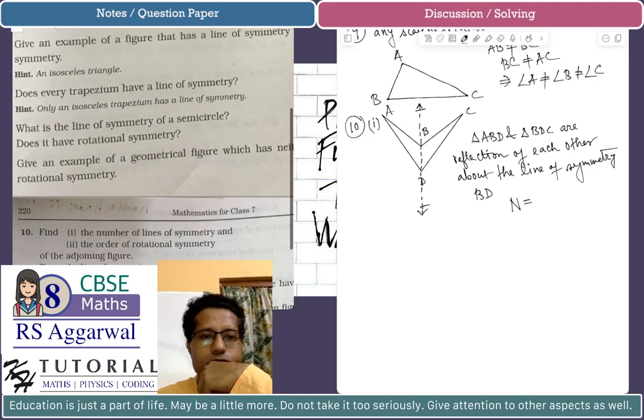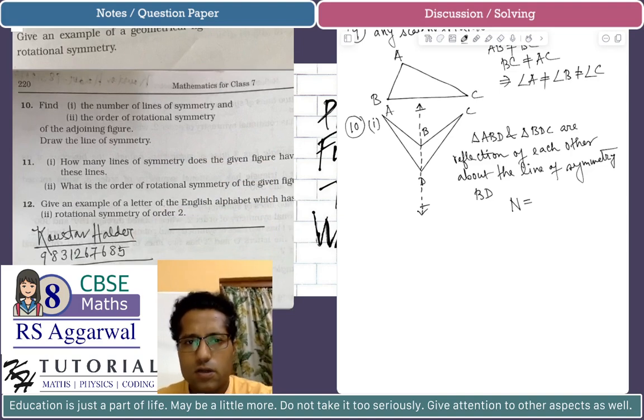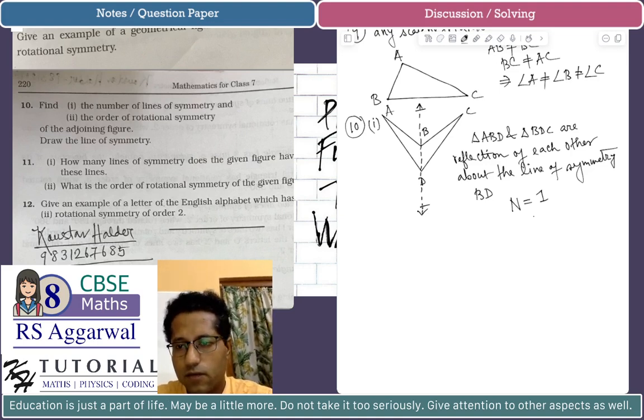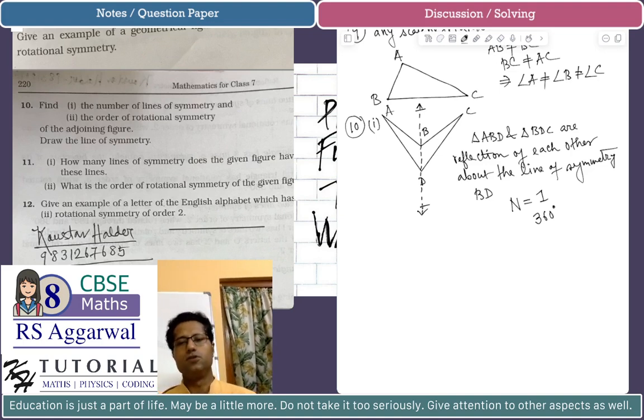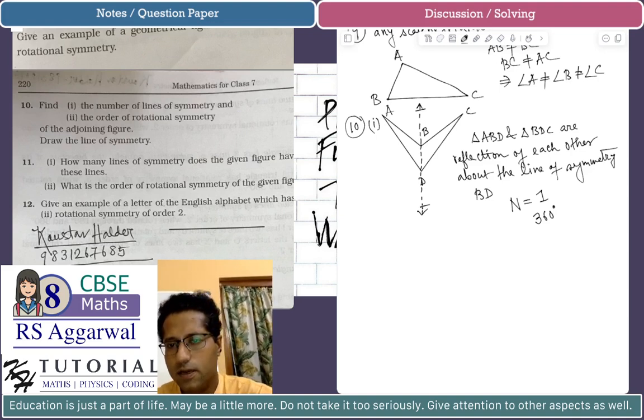Does it have rotational symmetry? The order of rotational symmetry will be 1, and the angle of rotational symmetry will be 360 degrees. If we rotate this figure by 360 degrees, it will come back to its original position. Only then will it be identical. By any other angle, if you rotate this figure, it will not look identical.